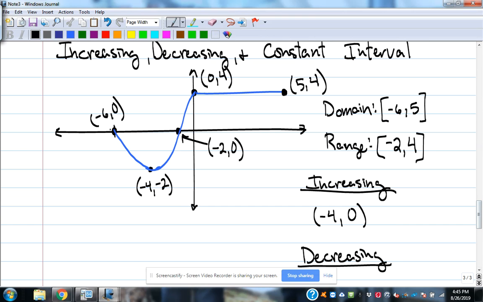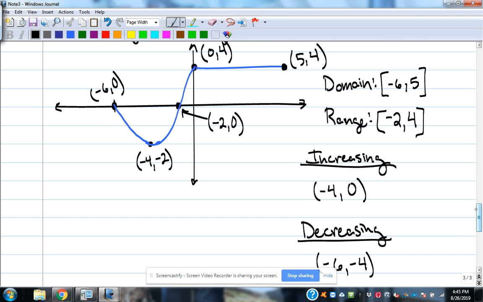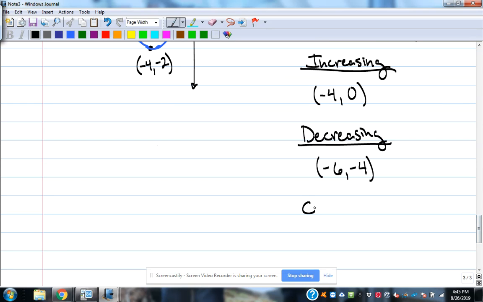-6 to -4. So this little leg right here is where it's going down and to the right. So that would be from -6 to -4. It changed directions there and started increasing, and then it changed directions right here, but it didn't start decreasing. That line is flat. So that tells me it's not decreasing. That's going to be a constant interval there. So let's do the constant then.